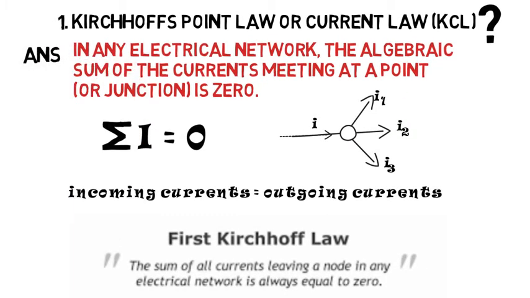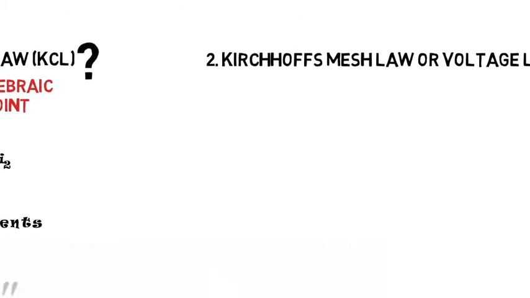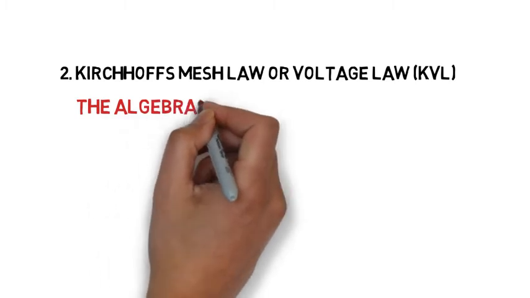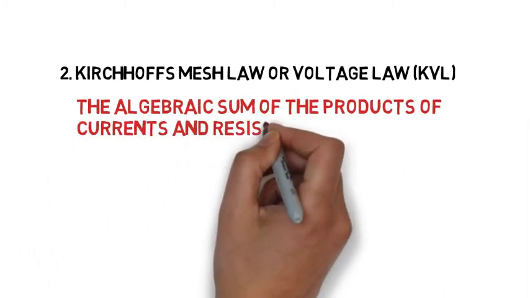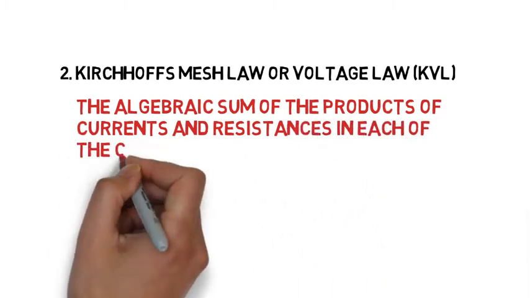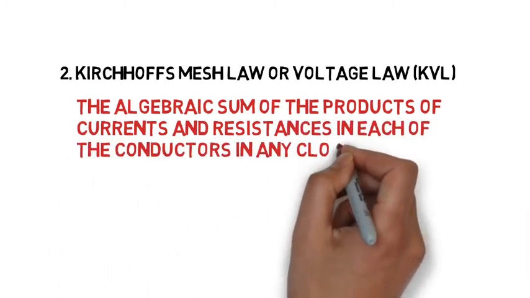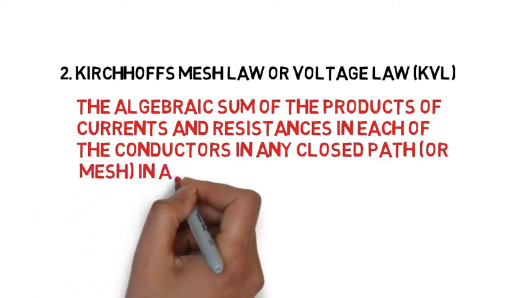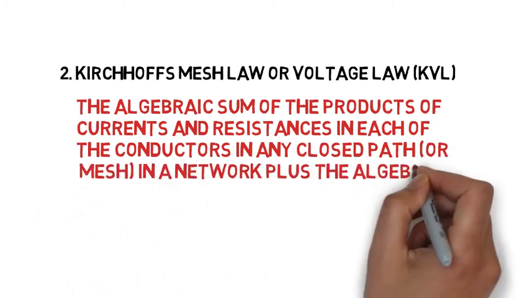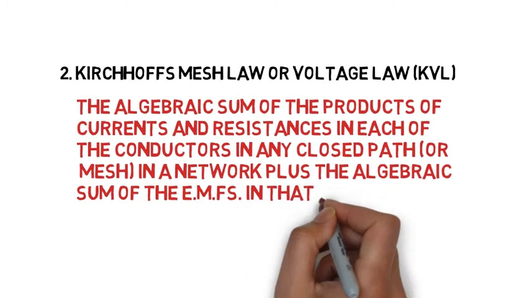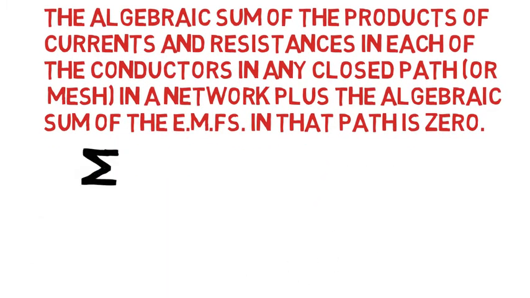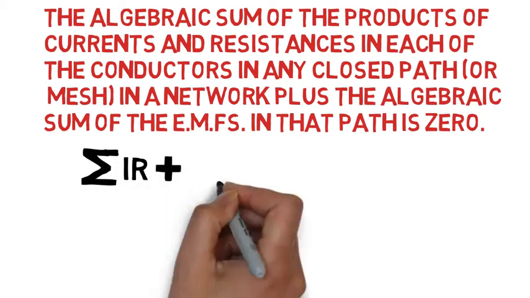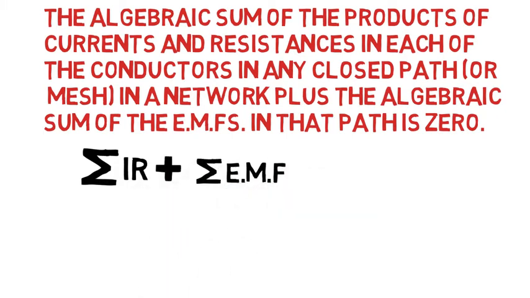So now let's move on to our second law. The second law is Kirchhoff's voltage law, or mesh law. The algebraic sum of the product of current and resistance in each of the conductors in any closed path or mesh in a network, plus the algebraic sum of the EMF in the path, is 0. In other words, summation of IR plus summation of EMF equals 0.